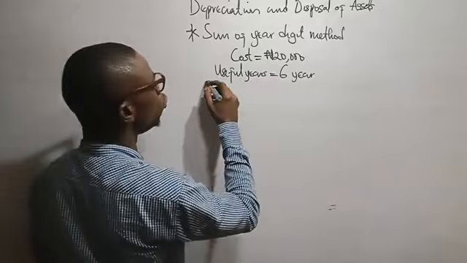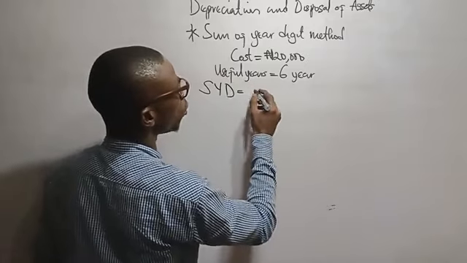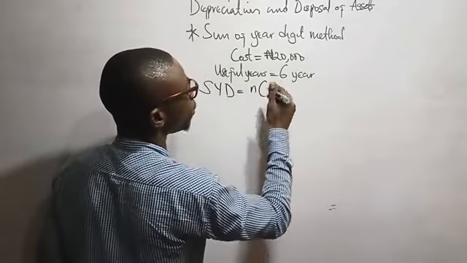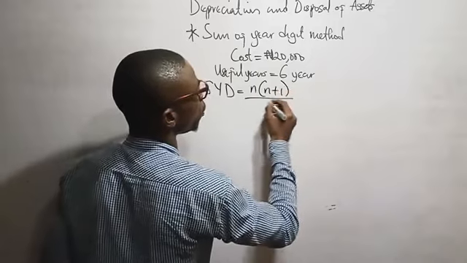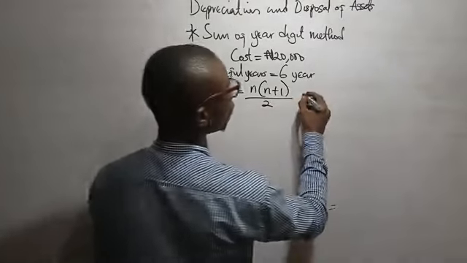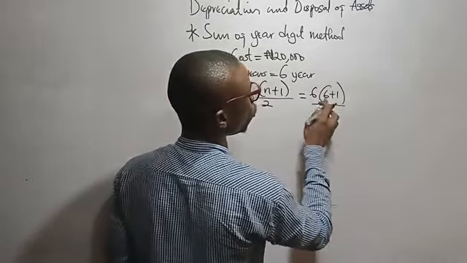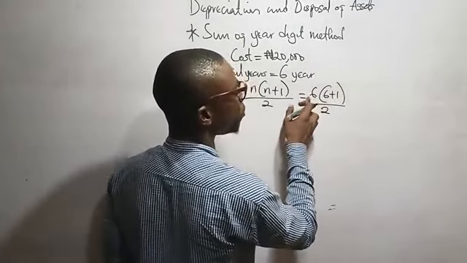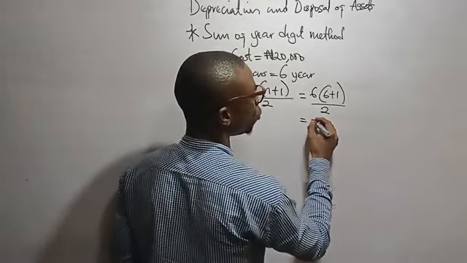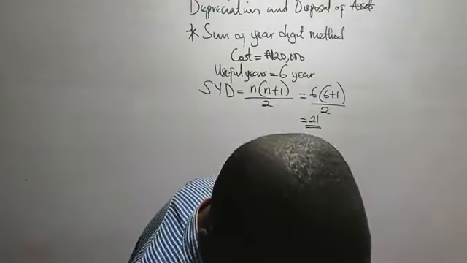So the first thing is for you to look for the sum of the year digits. For the sum of the year digits, you can use n(n plus 1) divided by 2. So what's n? 6. So 6(6 plus 1) divided by 2. 6 plus 1 is 7. 7 times 6 is 42. 42 divided by 2 is 21. Yes, 21.